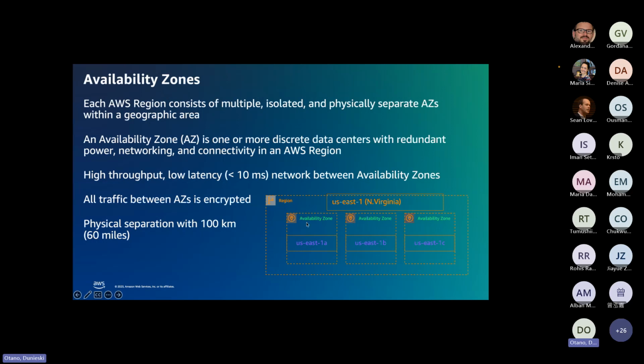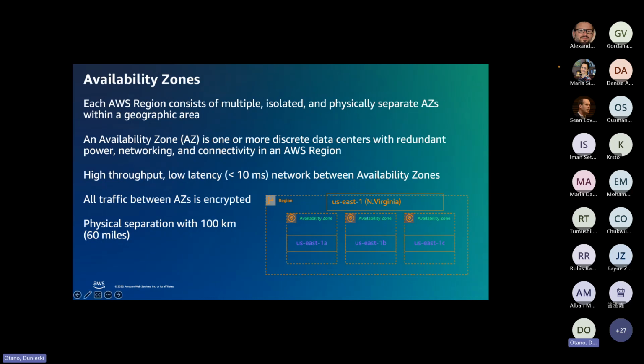And usually regions have availability zones, I'm sorry, they have the code of the region plus a letter. So it's usually A, B, C, D, E, F, right? So usually following the alphabet. Typically a region has three, but Northern Virginia is the oldest one. It has six availability zones, right?